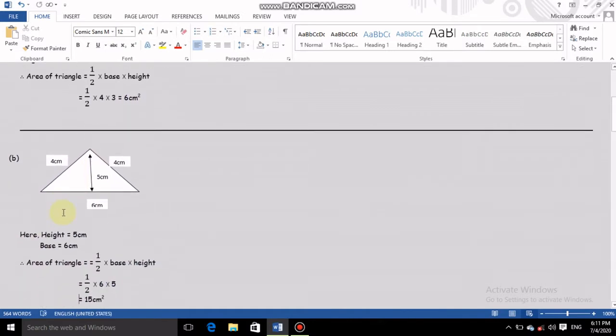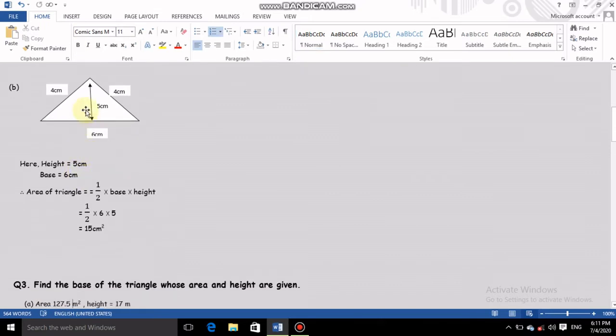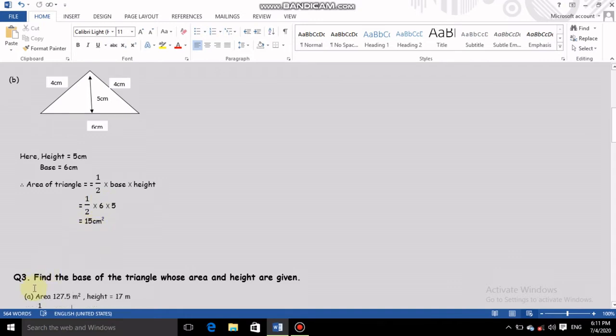Number B. The triangle is given. This side is 4 centimeter, this side is 4 centimeter, and the height of this is 5 centimeter. So base is 6 centimeter. So here height is also given and base is given. Therefore the area of the triangle is half into base into height. Half into 6 into 5, by 2 you divide 6, you get 3. 3 into 5 is 15.